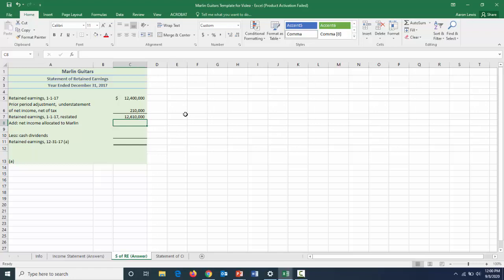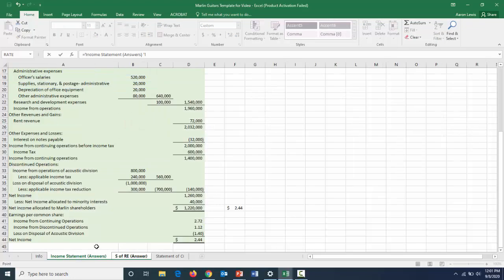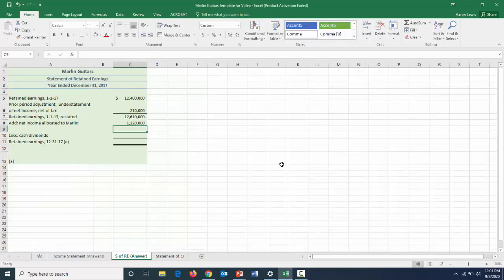Now we can add to it what we made during the period, which is our net income allocated to Marlin shareholders, which we're going to find on our income statement. Net income allocated to Marlin shareholders was $1,220,000. And if we add those two numbers together, we're going to get a no-name subtotal of $13,830,000.